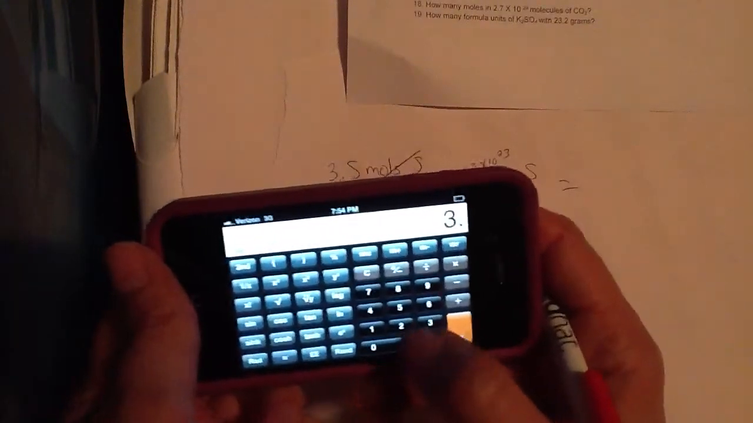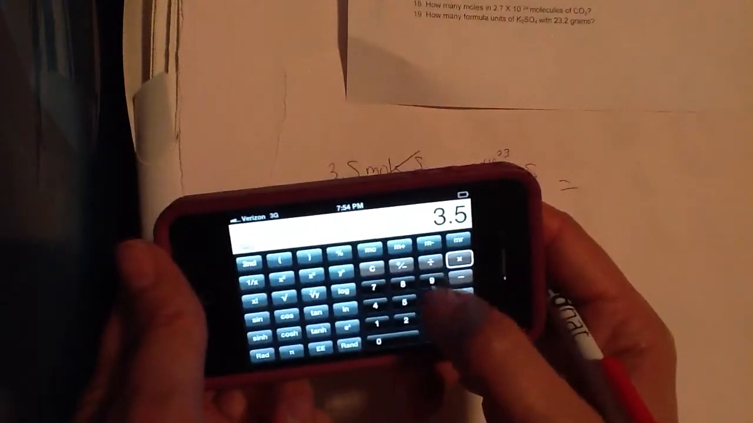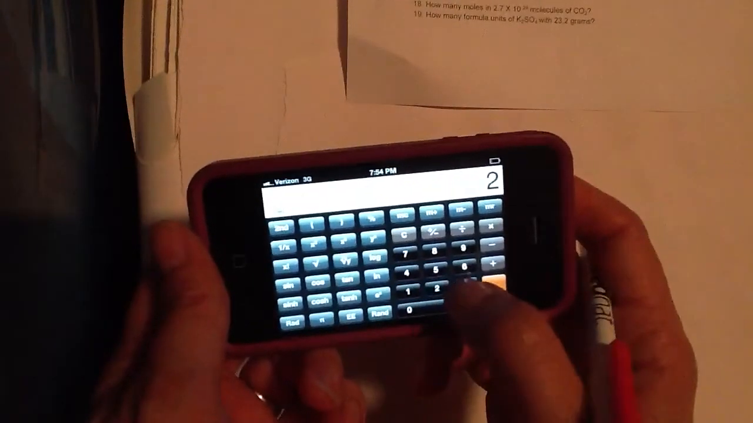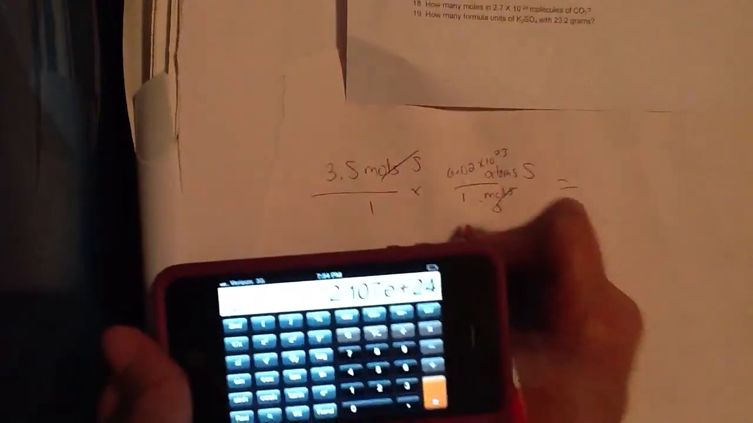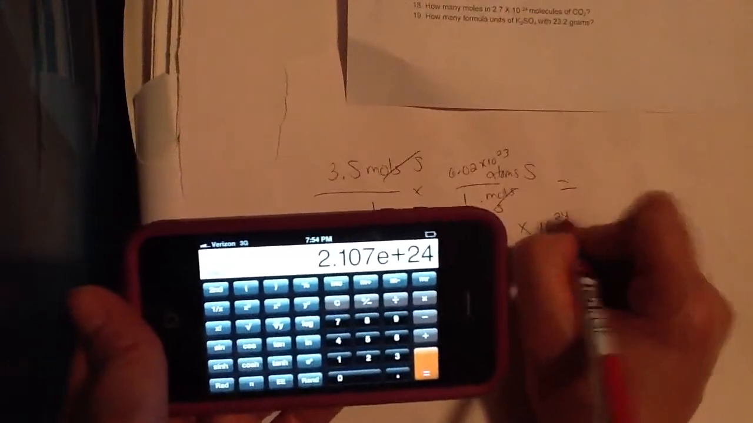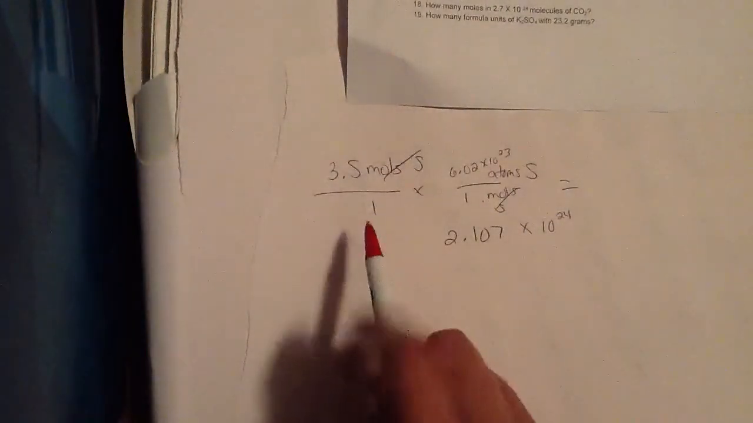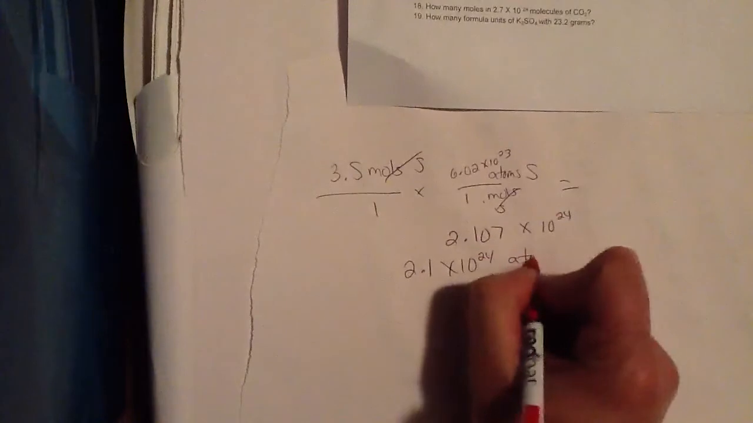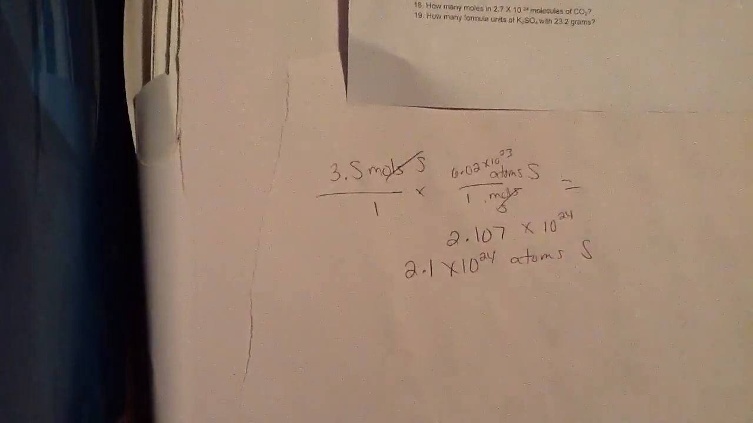Okay, so now if I use my calculator, I'm going to turn it sideways so that we can use this. So I'm going to go 3.5 times 6.02 exponent, so on this one it's my double E, 23 equals. Okay, I end up with 2.107 times 10 to the 24th. Okay, now let's look at sig figs. I've got 2, so this actually comes to 2.1 times 10 to the 24th atoms of sulfur. Okay, so that was for question number 17.